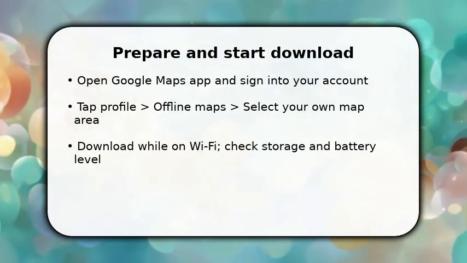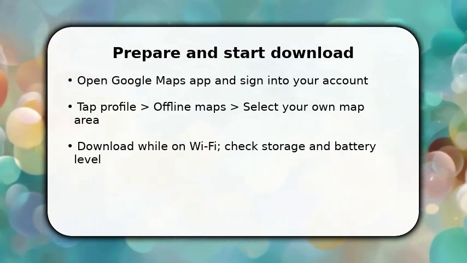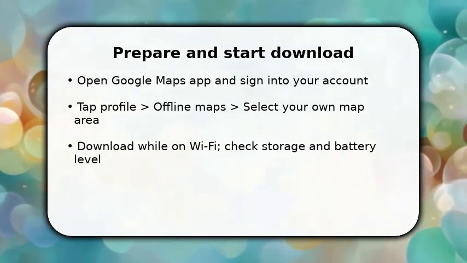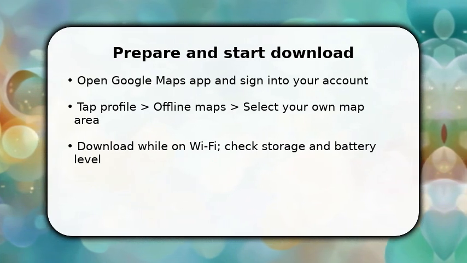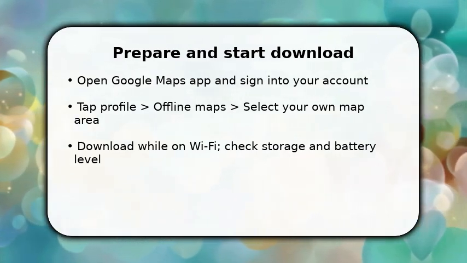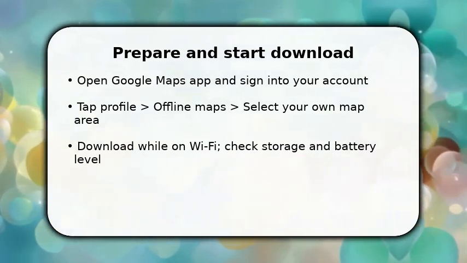You're starting in the app. Open Google Maps and sign in so your history and preferences are available. Next, tap your profile icon, choose Offline Maps, then select your own map. You'll draw the area you need.